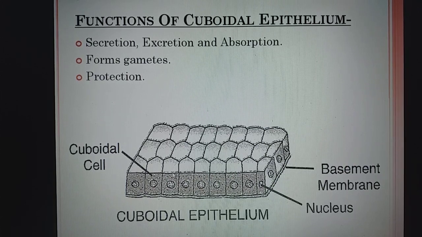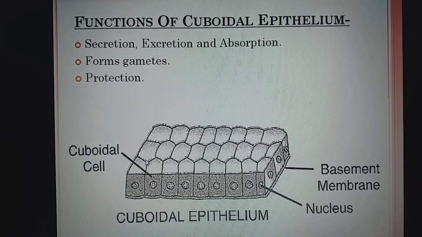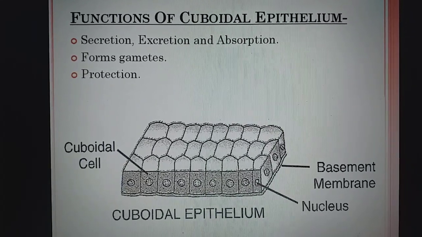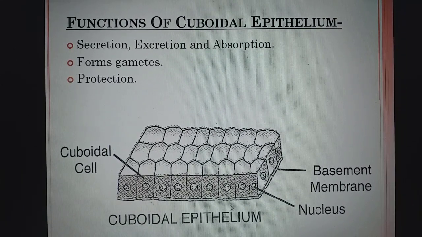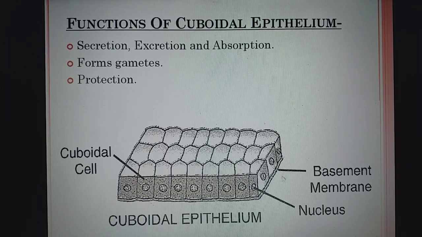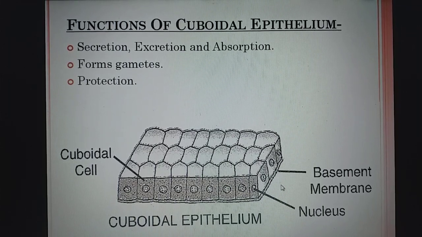Now see the structure here. This is the figure of the cuboidal epithelium. See, this cube-like structure is there which lies on the basement membrane. You will be able to find the basement membrane in each and every type of epithelial tissue. The nucleus is placed at the center.